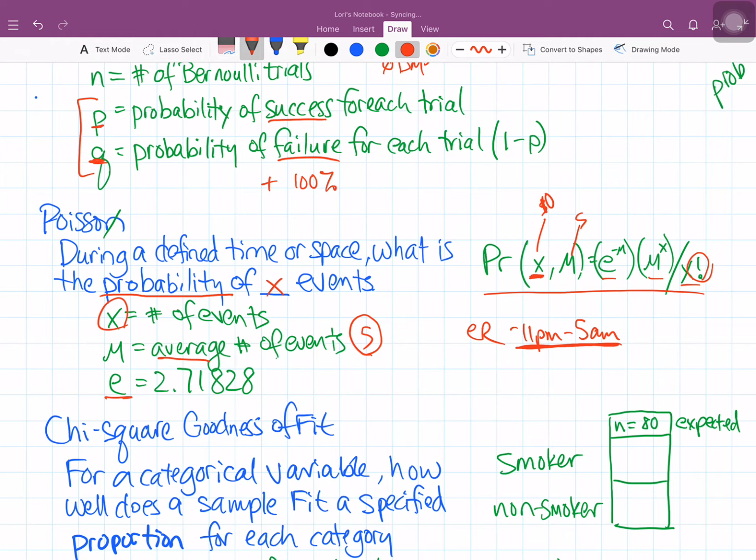If you ever needed to do it and you were an epi-biostat major, then you could probably look this up, or maybe you use it all the time and you would just have it in your brain to be able to access that. The main thing to remember, though, is that here we're defining a specific time, and our probability will be about the same throughout that.